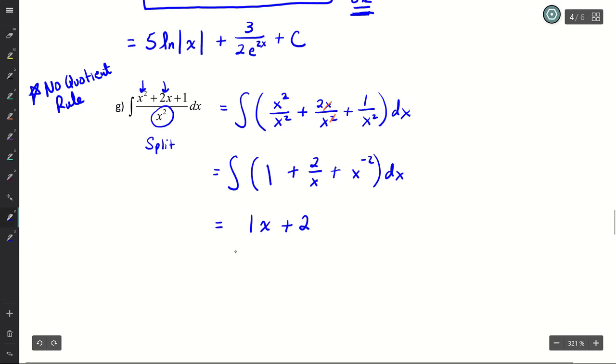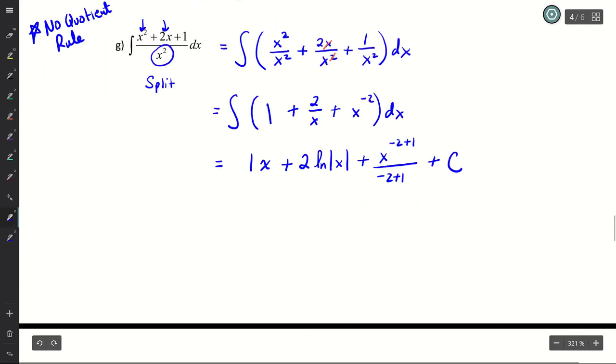And then because it's understood 1 over x is what you're taking the antiderivative of, it'd be natural log absolute value of x. And then on this one, you're saying this would be power rule. So it'd be x to the negative 2 plus 1 divided by negative 2 plus 1. And then remember your good old friend plus c at the end. All right, so simplifying this one, you'll have just x plus 2 natural log absolute value of x.